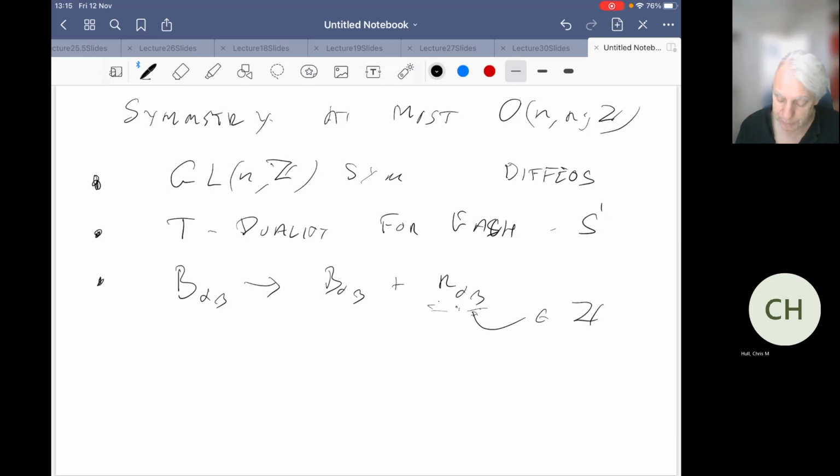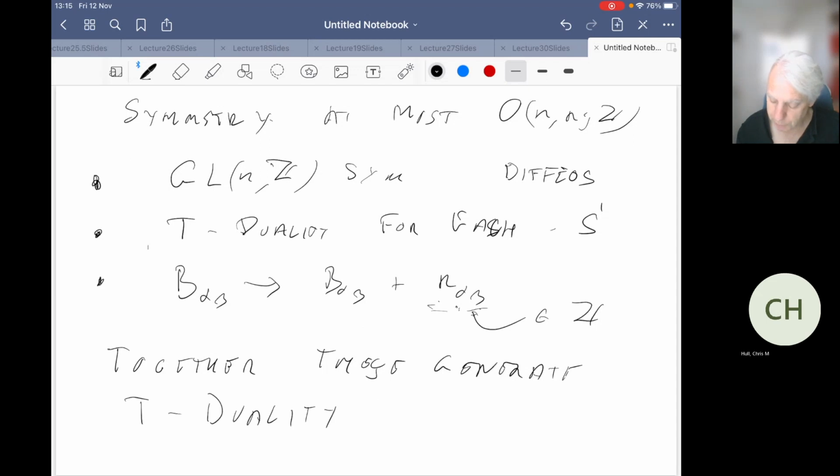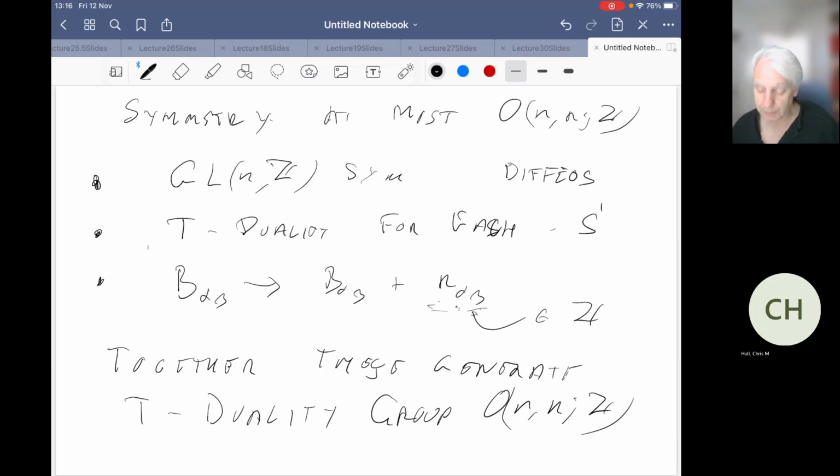And these three sets of transformations generate what's called the T-duality group, O(n,n;Z). So what this is saying is that the string theory compactified on a circle has a symmetry group, a set of transformations which map the theory to itself, which is given by this discrete group O(n,n;Z). And these transformations act on the moduli.